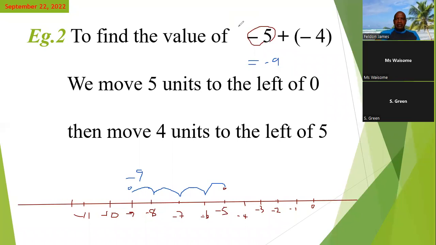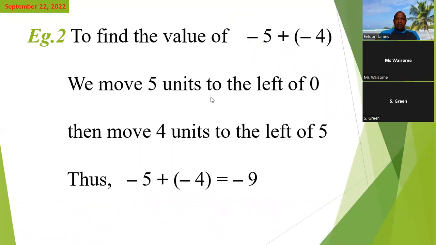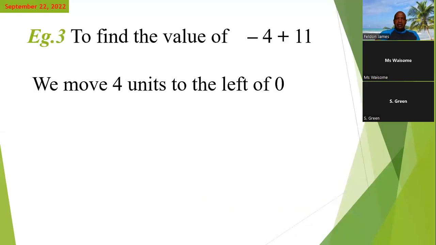All right, so let me clear this. Negative 5 plus negative 4 gives you negative 9. Now look at this one. Now we're adding negative 4 plus 11. So we can choose negative 4 on the number line, then we add 11. Let us illustrate what will happen if we do that.